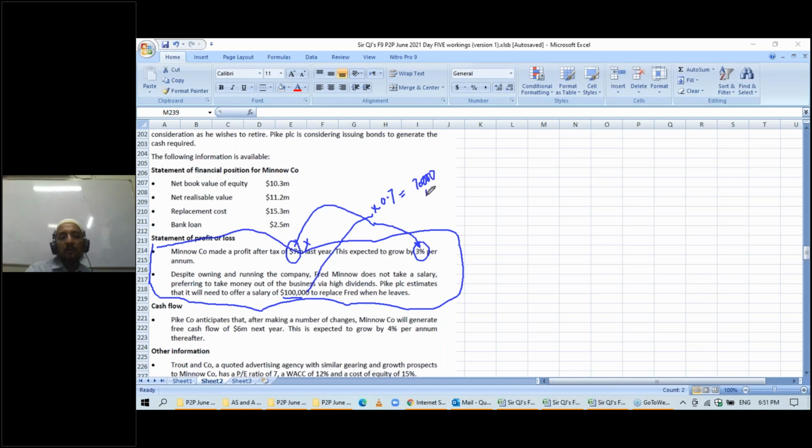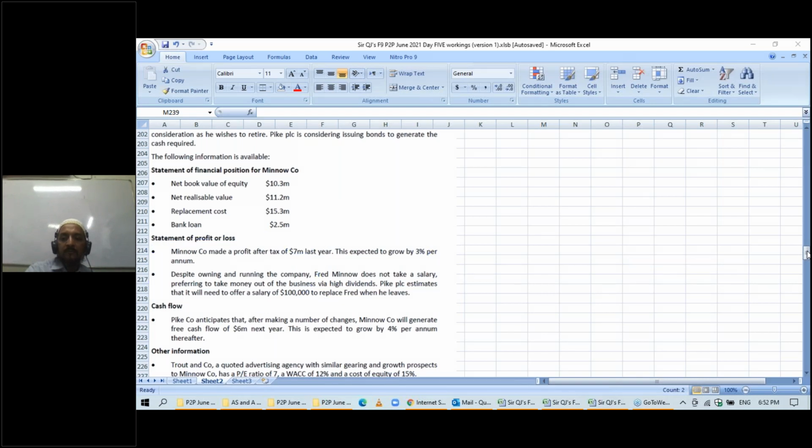So the next year's profits are going to be increasing by 3% due to the growth. And secondly, the expense will increase by 70,000 due to the salary. So what will be the net profit? We're taking the profit for the next year in case of predicting the target company.